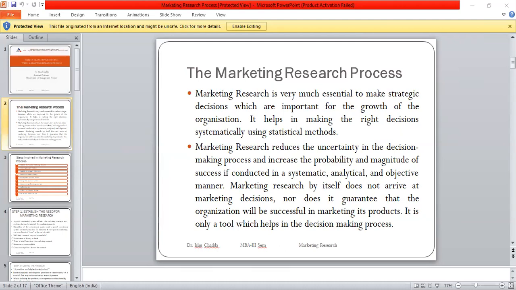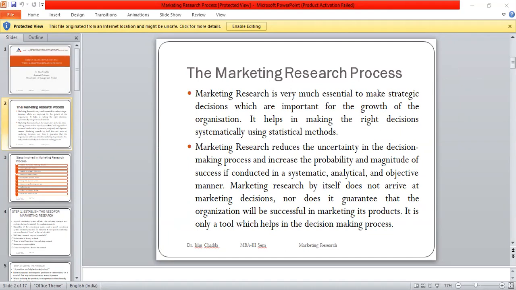Next is define the problem. The very initial step is that you have to see what the main problem is. The first step is to check the research problem. You have to define the research problem. A problem well defined is half solved. If a problem is poorly defined, a good research design cannot be developed. So you have to see what the main problem is and define your problem in the proper manner.